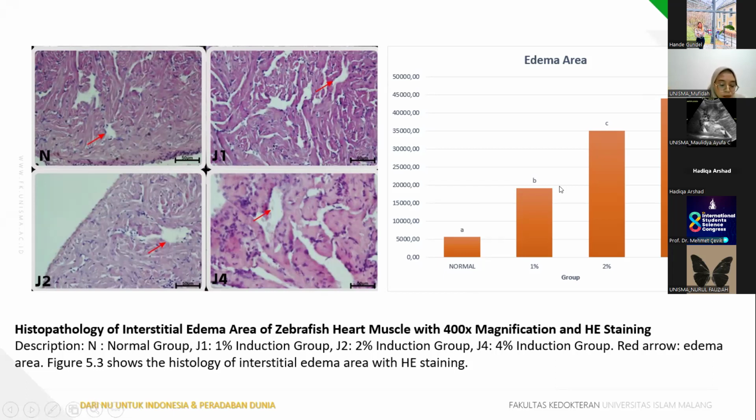Based on the statistical picture, 1%, 2%, and 4% sucrose induction significantly increased the area of interstitial edema in zebrafish heart muscle. Based on the result of the analysis carried out using the one-way ANOVA method, then continued with the LSD test, it showed that the 1% group has a significantly different amount of increase in interstitial edema area from the 2% and 4% groups. This is because there is an increase in blood vessel pressure that is higher than the filtration capacity of the lymphatic capillaries, which causes an abnormal increase in interstitial fluid resulting in edema.